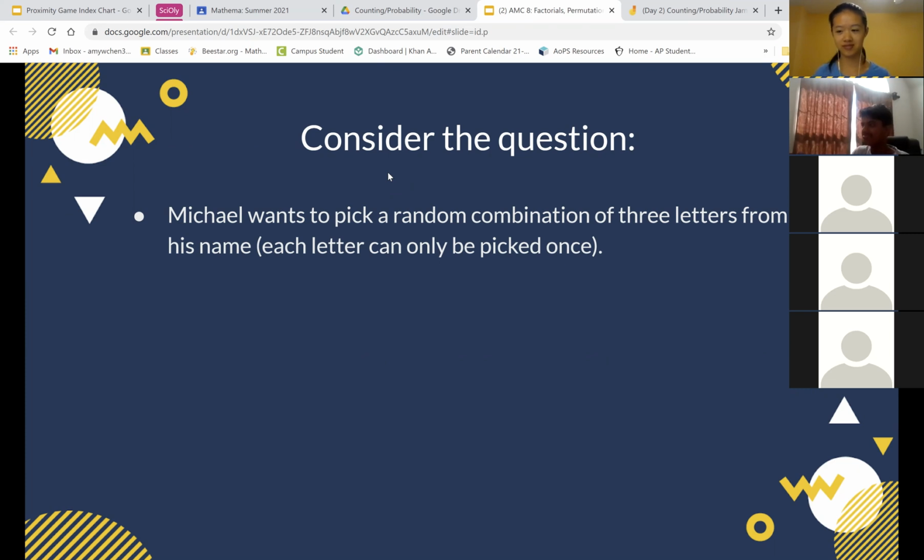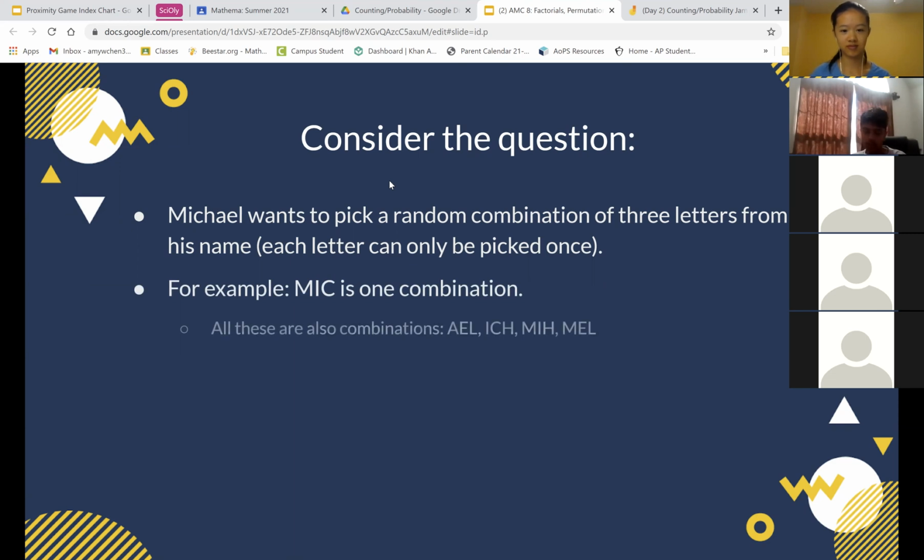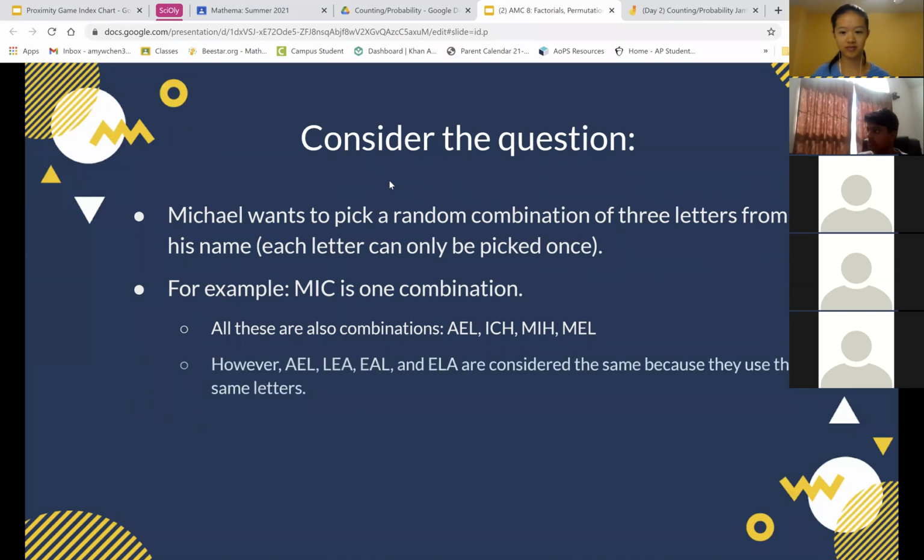Michael wants to pick a random combination of 3 letters from his name, and each letter can be picked only once. For example, M-I-C is one combination, and there are other combinations like A-E-L, I-C-H, M-I-H, M-E-L. But some combinations would be considered the same thing, like A-E-L, L-E-A, E-A-L, and E-L-A. This is where I want to differentiate permutations and combinations.